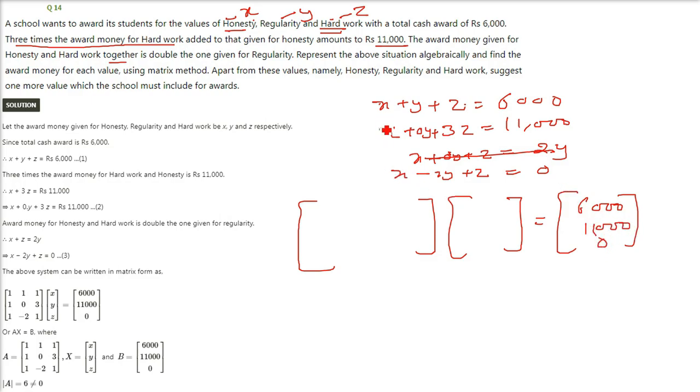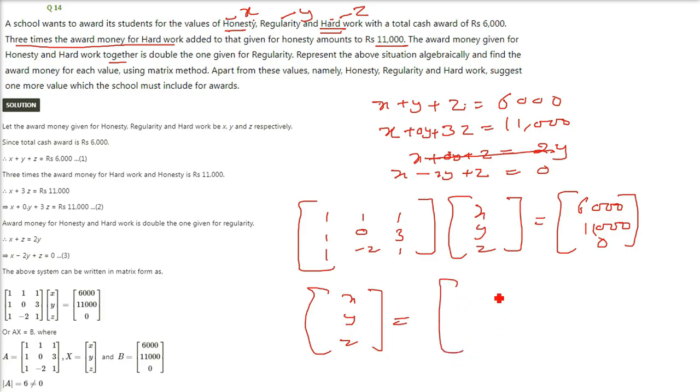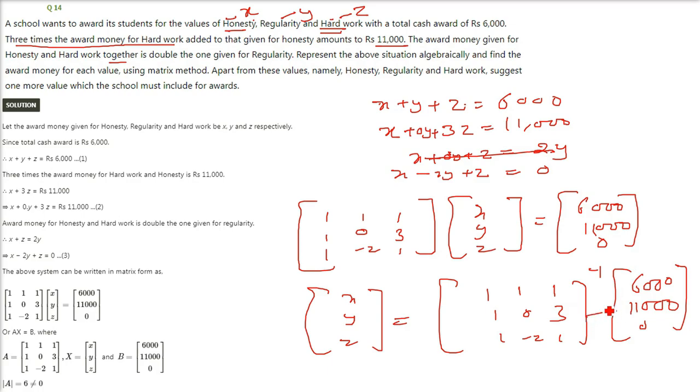11,000 and 0 here. What is this value? 1, 1, 1 and 1, 0, negative 2 and 1, 3, 1. This is 1, 3, 1. Okay. X, Y, Z. So in order to find out the X, Y, Z, what do you have to do? See, it is going to be the inverse of this matrix which I am writing right now, and multiplication of that inverse with the constant which is 6,000, 11,000 and 0 here, right?